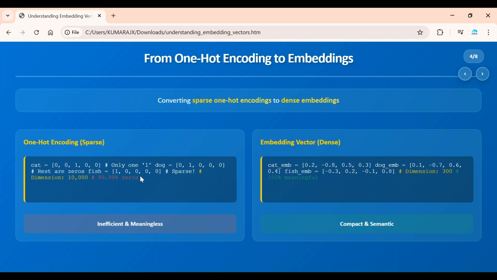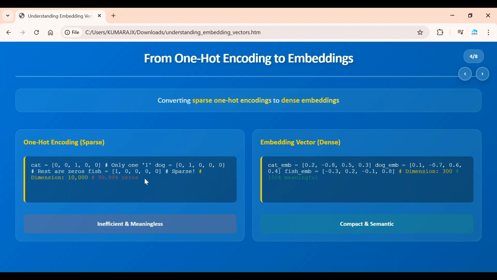Now if you have, for example, 10,000 such words, we will have 10,000 dimensional vectors where, except for one, all of the entries will be zero. Now that's incredibly inefficient and tells us nothing about what a cat is, if we have 10,000 dimensions.